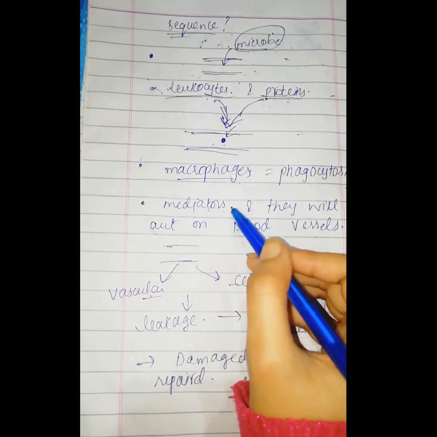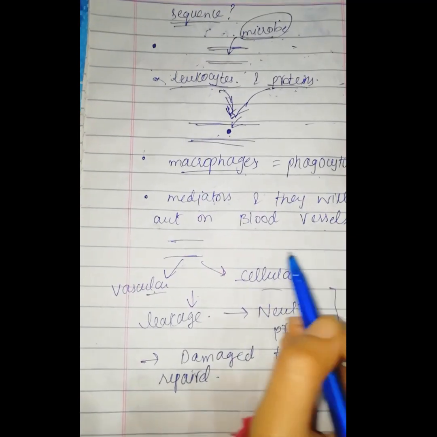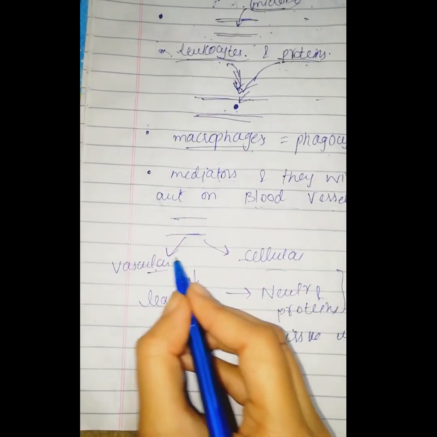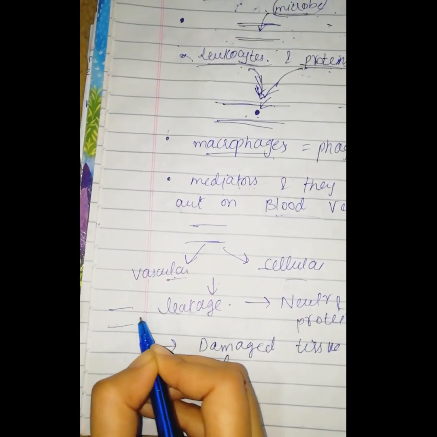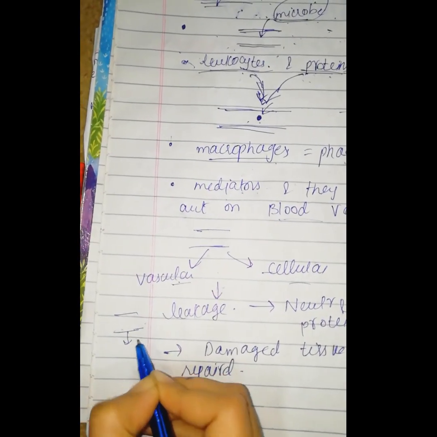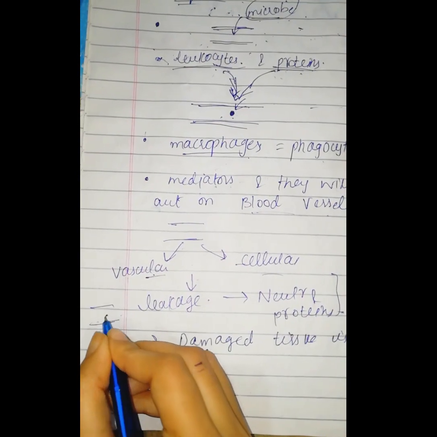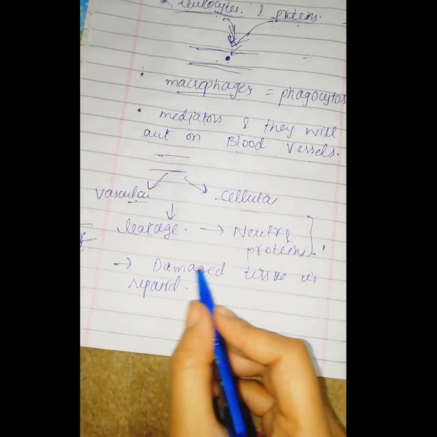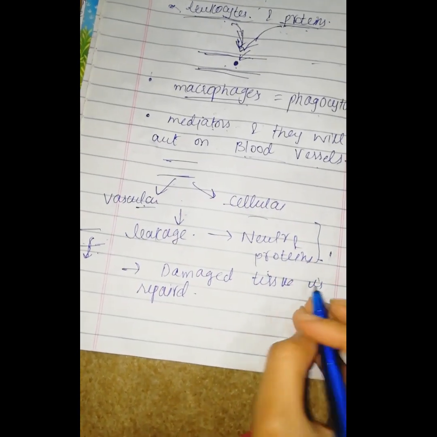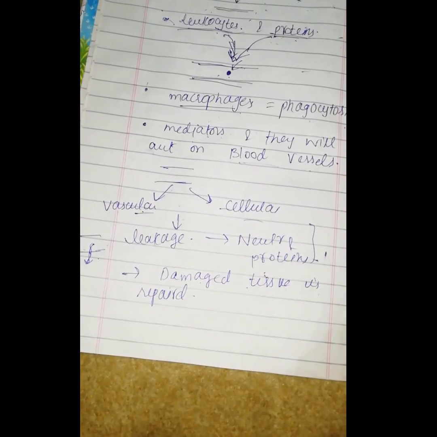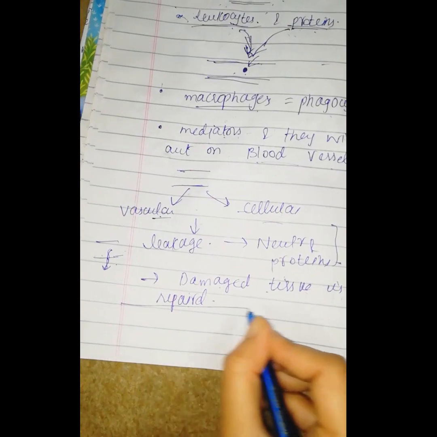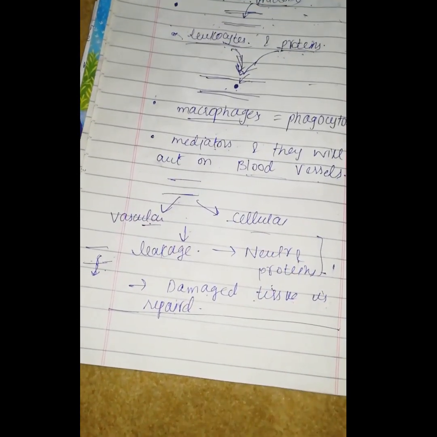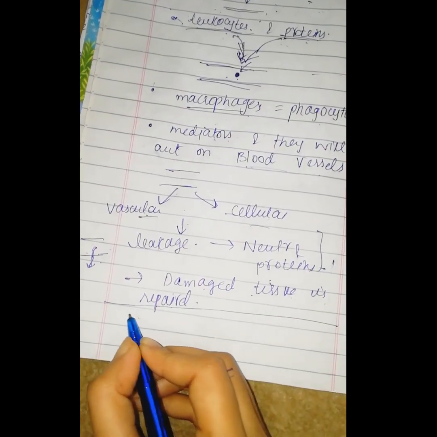Okay, and the mediators will act on blood vessels, and in blood vessels 2 types of changes occur, vascular and cellular changes. Then when vascular and cellular changes occur, there will be leakage in blood vessels, and the neutrophils and proteins will also come out from the blood vessels and do phagocytosis, and then the damaged tissue is repaired. These are all the sequences we studied briefly. Now we will study each and every sequence in detail. Okay, now we will study that there are 2 types of inflammation.